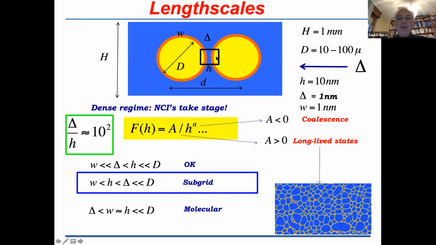And the reason is the following. Here is a cartoon, but the cartoon represents the major length scales in play. So you have typically the size of the channel, take a millimeter. You have a droplet diameter d, of order 100 microns.